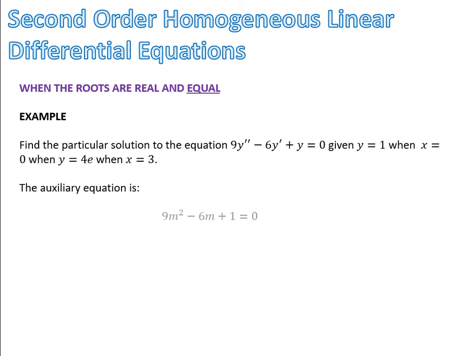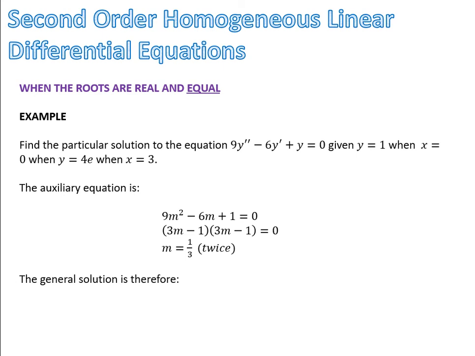It's the same idea. You get your auxiliary equation 9m squared minus 6m plus 1. You factorize it, and then you'd get equal roots, m equal to a third. So for your general solution, it's a e to the third x plus b x e to the third x. And then you want to find your particular solution using the given values we're looking for from the question.